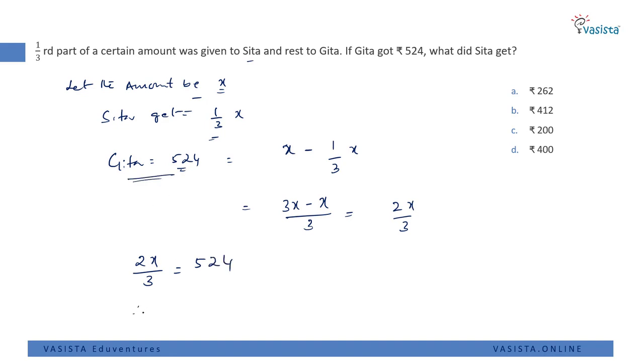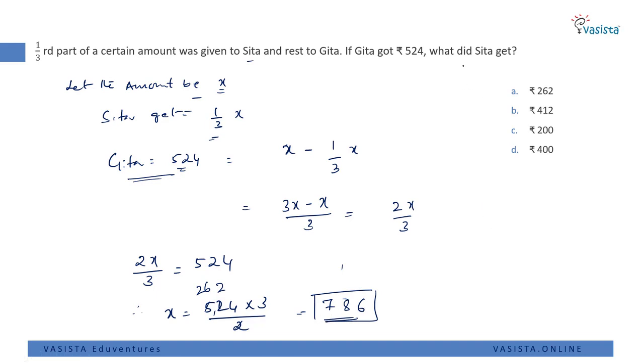So therefore x is equal to 524 into 3 by 2. Right, so now simplify it here. 2 2s are 4, 2 6s are 12, 2 2s are 4, so 262 into 3. 3 2s are 6, 3 6s are 18, 1 carry, 3 2s are 6 plus 1, 7. So the total amount they had at the beginning is 786.